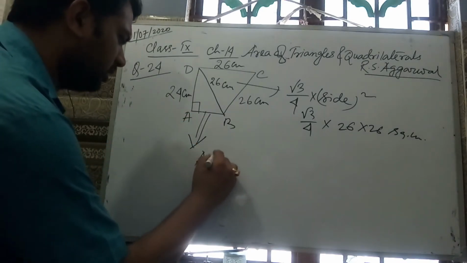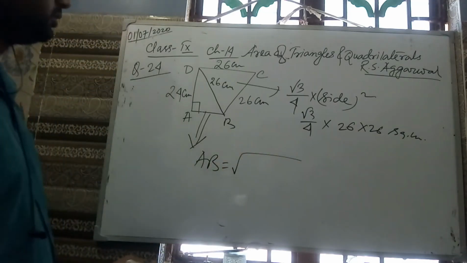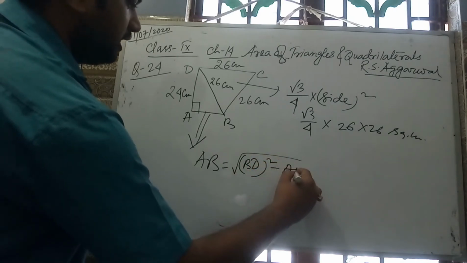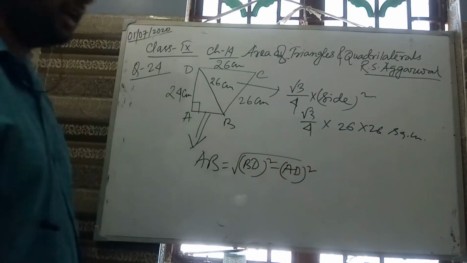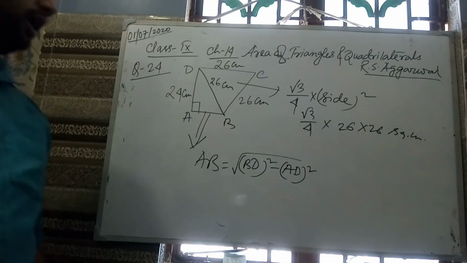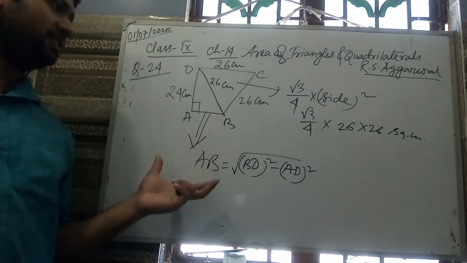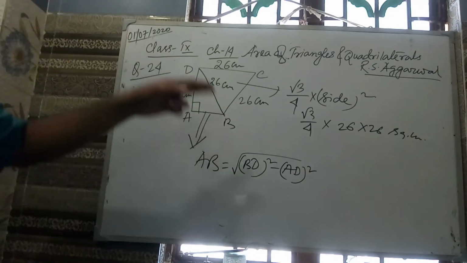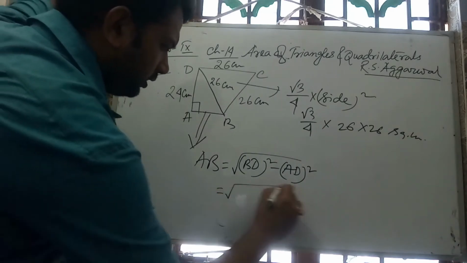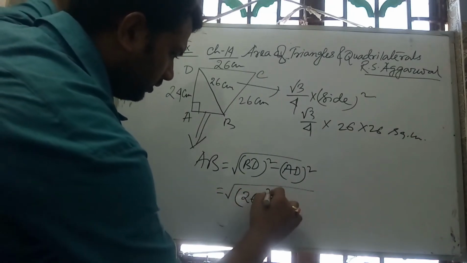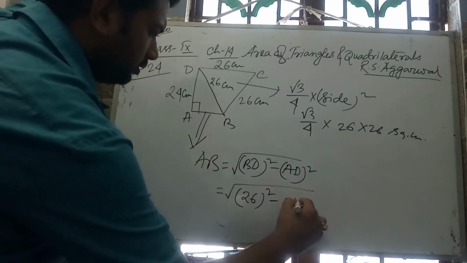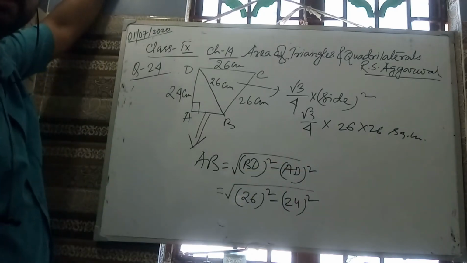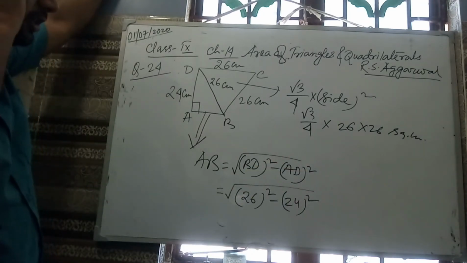So AB will be square root of BD square minus AD square using Pythagoras theorem. As I said, I am not solving this sum. I am just discussing the sum so that you can solve it by yourself. So AB will be root over 26 square minus AD is 24 square. Okay, calculate it and solve it.